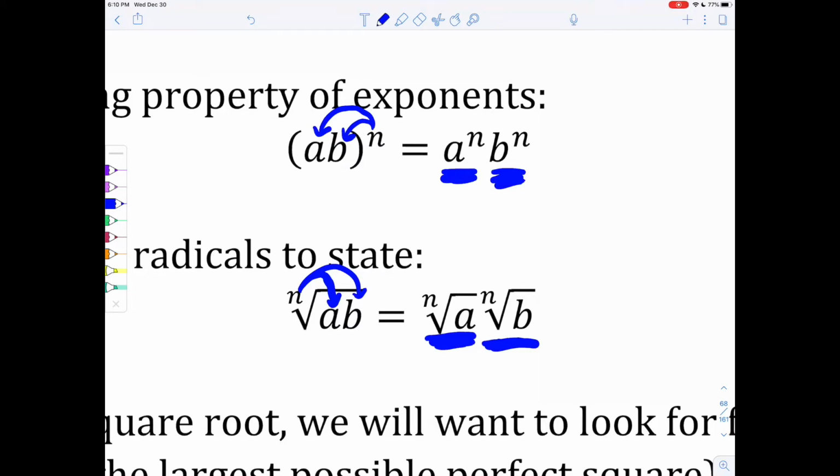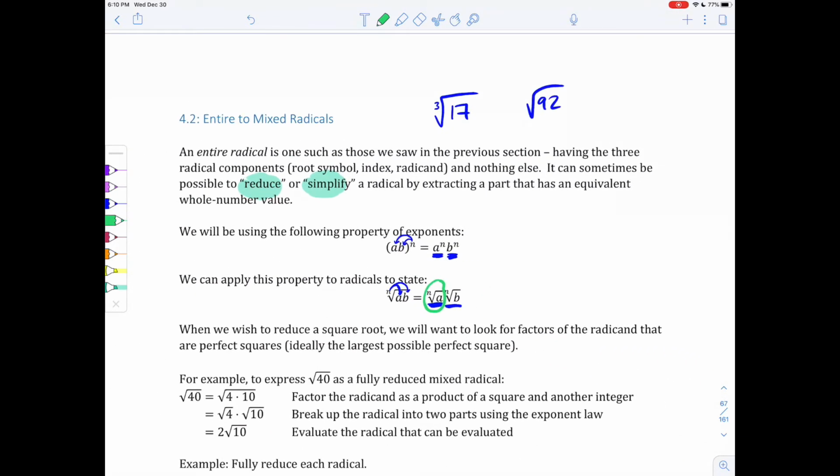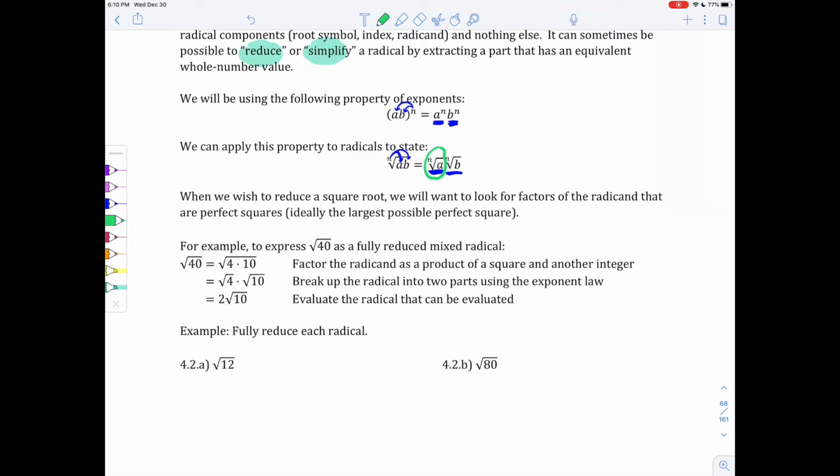Now, some of you might be thinking, great, why is this important? And I was actually just about to tell you, so prepare yourselves. Why is this important? Well, if we're able to distribute the index and the root sign to each of those factors, we might do so strategically so that we can actually turn one of those factors into a whole number, something that will have a rational root. So let's take a look at what I mean, because sometimes things can get a little bit confusing.